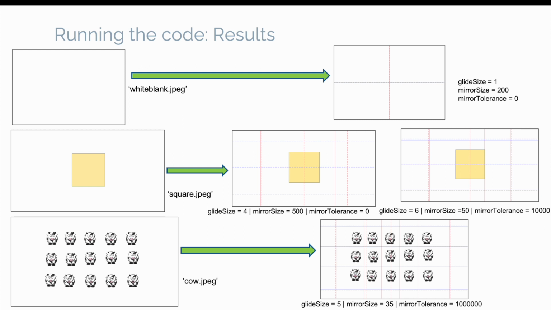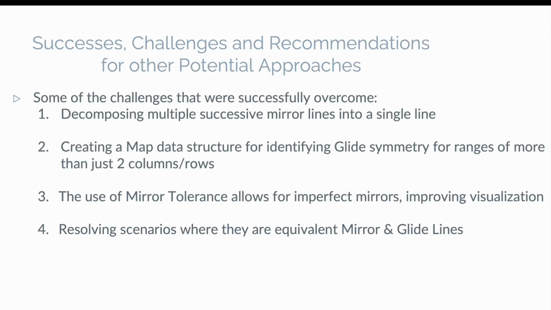Lastly, for the cow JPEG, we see some mirror lines that should be present not being there at all, which is another example of imperfect images not being able to produce mirror lines as our naked eye would expect. Because this image was made manually, perhaps a small shift in each cow didn't allow a mirror line to go through. And we also see some glide lines which aren't perfect. So, some successes, challenges, and recommendations, as well as different approaches to solve the same problem.